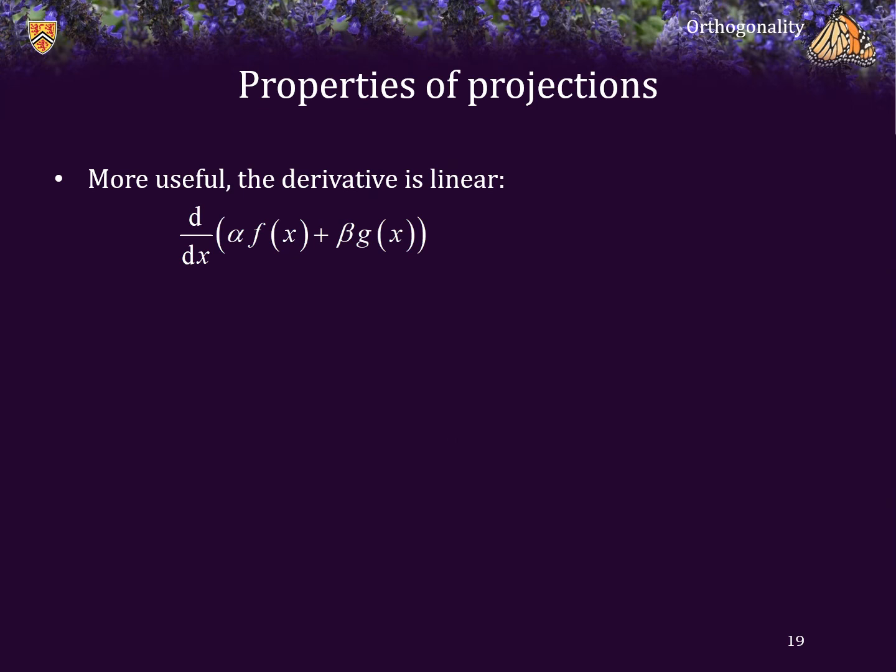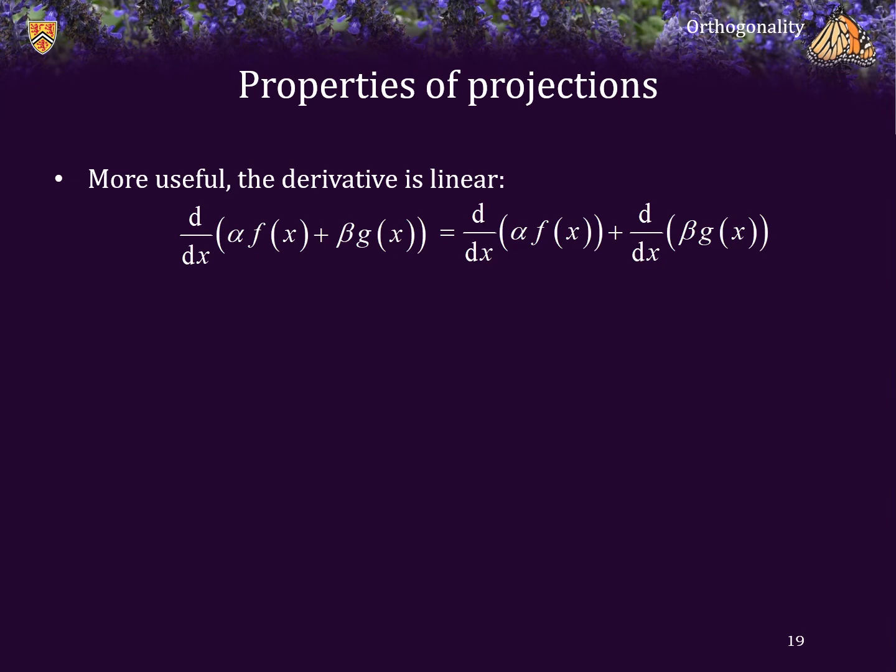Now, more useful, however, is the derivative. The derivative is linear, and you already know this. However, you may not have described it as such. So the derivative of a linear combination of functions f and g, well, that's just the derivative of a sum, and the derivative of a sum is the sum of the derivatives.